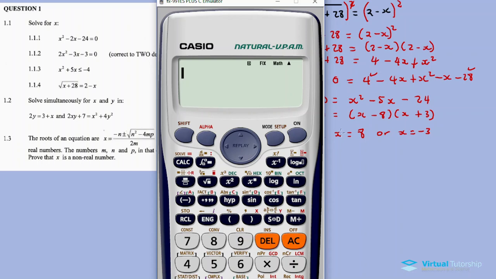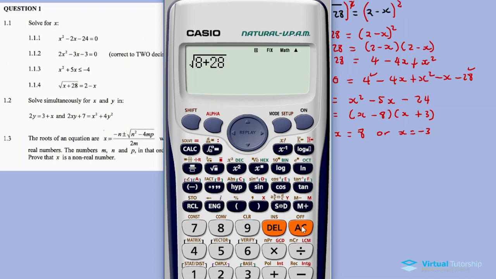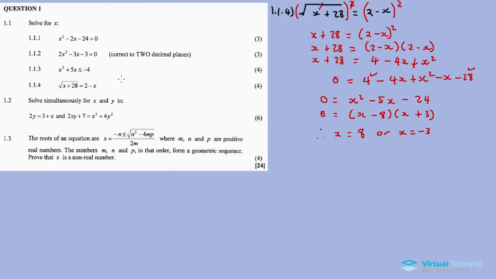So let's start with 8. Let's substitute 8 on the left hand side of 1.1.4. So it's the square root of 8 plus 28, which is equal to 6. So the left hand side is equal to 6.